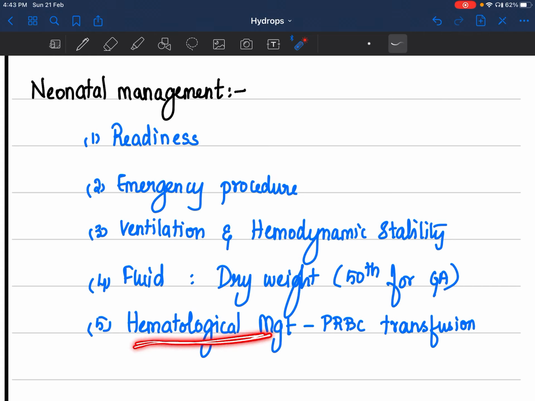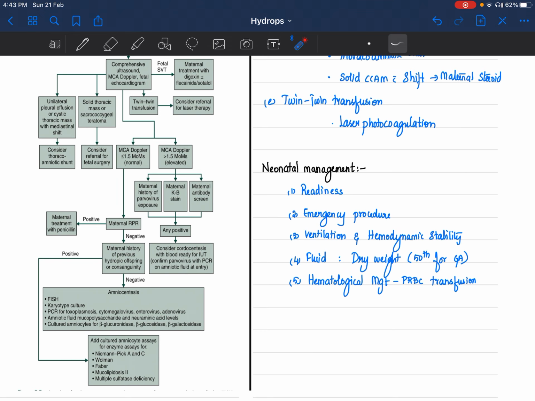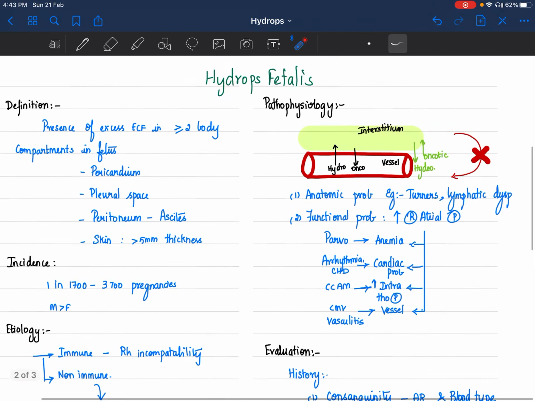Hematological management: since many causes of hydrops fetalis are associated with anemia, you will need to give adequate PRBC transfusion to make sure oxygen delivery happens to tissues. That's it about your hydrops fetalis. Hope this was simple. We covered multiple questions in this.